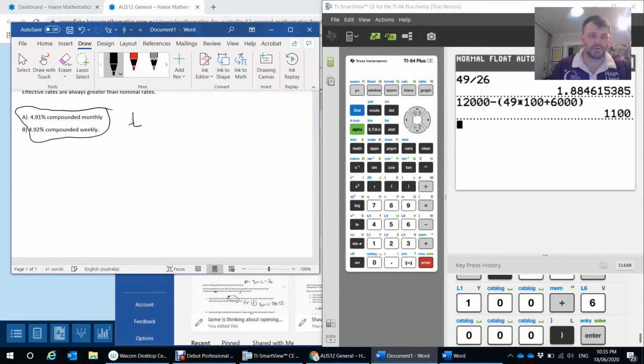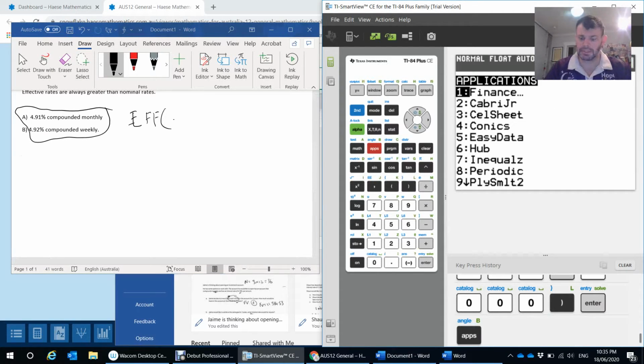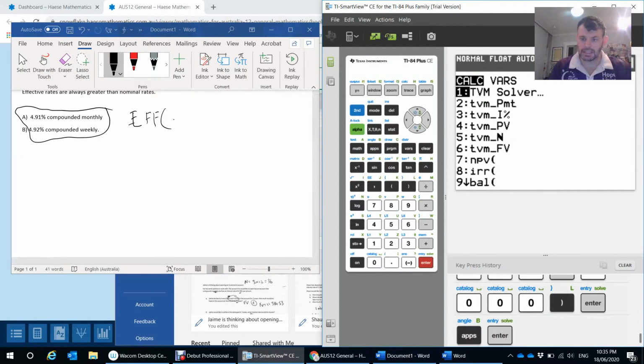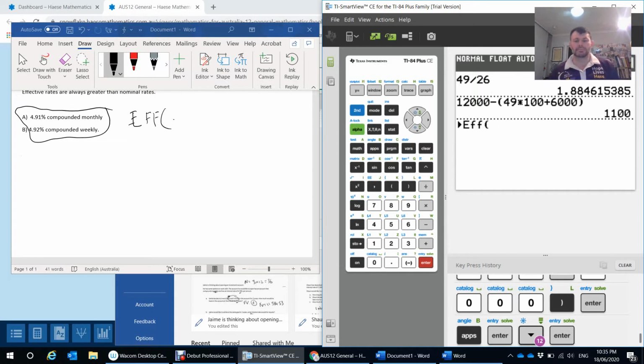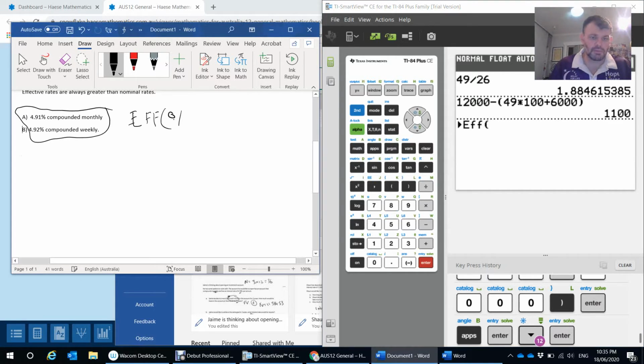What we're looking for is a function called EFF. The way that we get that is we come over to our graphics calculator and it's under apps, under finance, and we scroll all the way down till we see EFF. Now it's important when we use EFF that we are doing our insertion correctly. What we always put in first is the nominal percentage rate and then how often it's compounded.